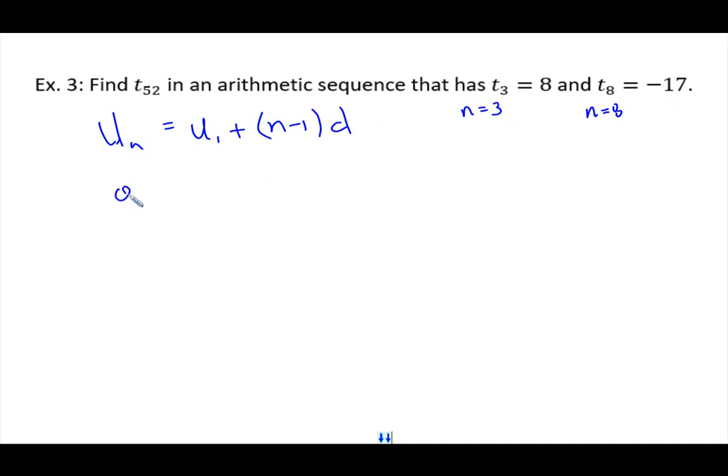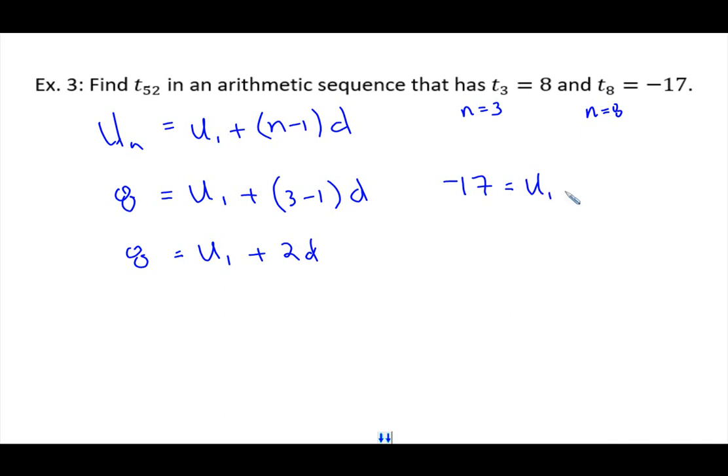So right here, 8 is going to equal the first term, we don't know, we keep it there, plus n, which we know is 3, minus 1 times d. So this is going to simplify, and it's going to give us 8 is equal to the first term plus 2d. Over here for the 8th term, we know that negative 17 is going to equal the first term plus 8 minus 1 times d. So we're going to get negative 17 is equal to the first term plus 7d.